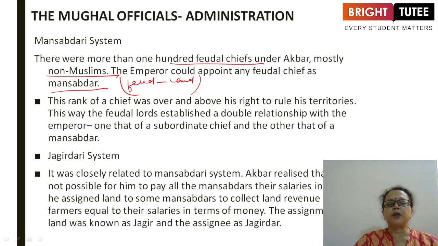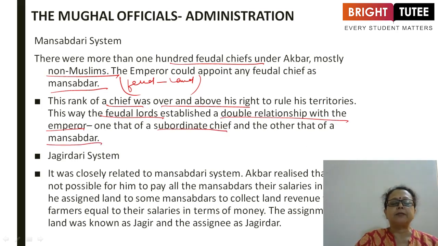This rank of a chief was over and above his right to rule his territories. This way, the feudal lords established a double relationship with the emperor: one that of a subordinate chief ruling over the territory, and the other that of a Mansabdar. So this is the Mansabdari system, which was practiced during the period of Akbar.